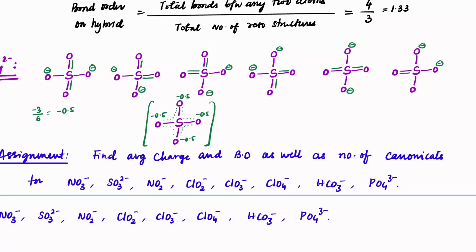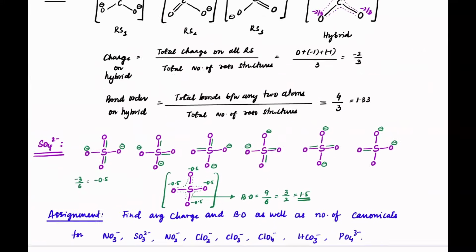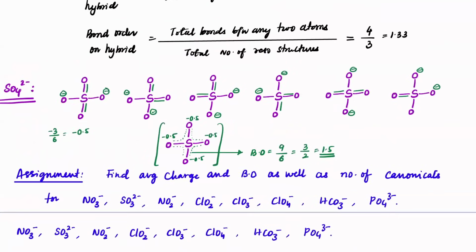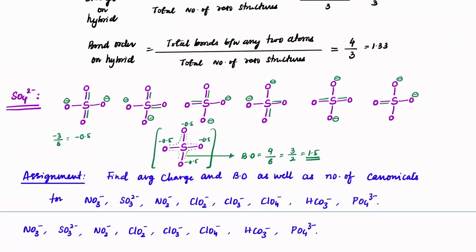That's the formal charge. Now, what about the number of bonds? You can see 2, 2, 2, 6, 7, 8, 9. So 9. For bond order, you can take any bond. So in total it is 9 bonds spread across 6 structures. That makes it 3 by 2 or 1.5. So the bond order on every sulfur-oxygen bond is 1.5. So guys, please check it out. This is how you find out the sulfate hybrid. Any doubt?